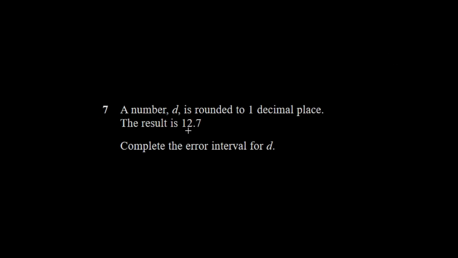Question 7, we've got a number 12.7 and it's been rounded to 1 decimal place. So in a way, this part of 12.7 has been manufactured. Now, where has that 7 come from? Well, the way to think about this is to work out what the next number up and the next number down will be, rounding to 1 decimal place.